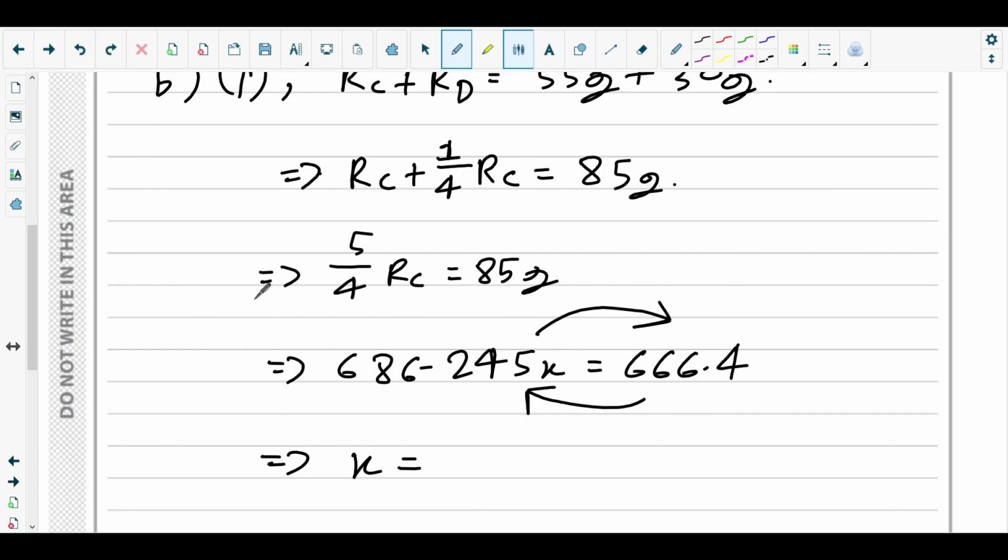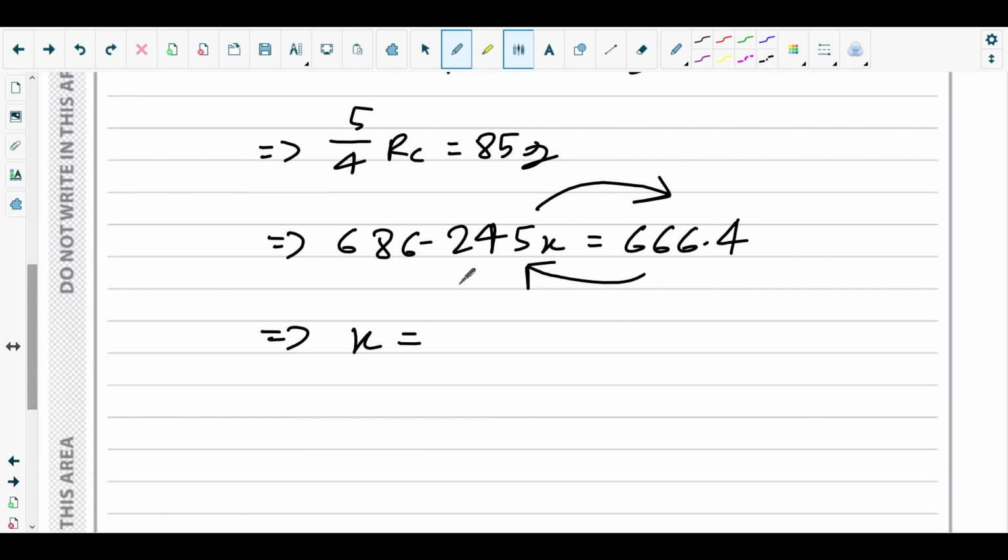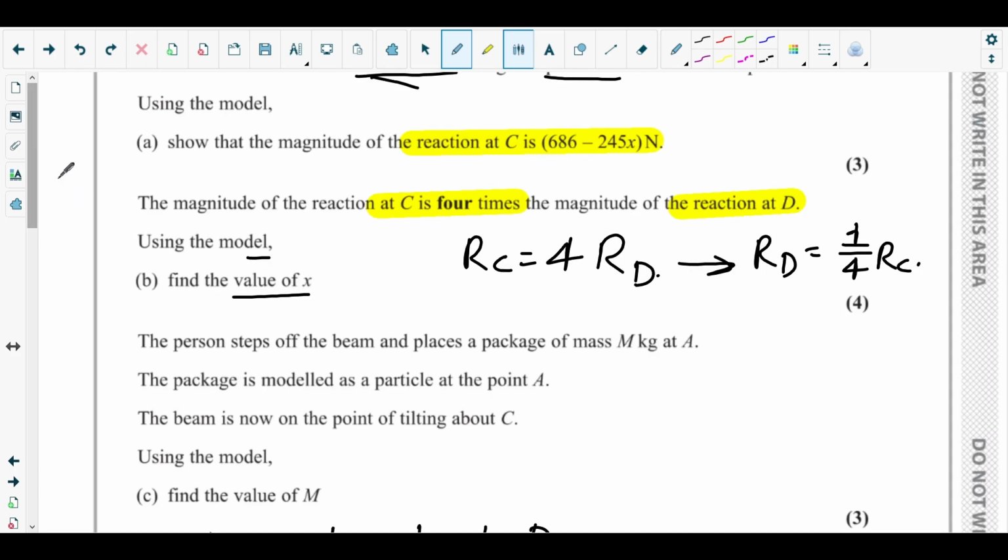This is basically 2/25. The value for x is 2/25. Done. They asked for the value of x, and we got the value of x is 2/25. That's it.